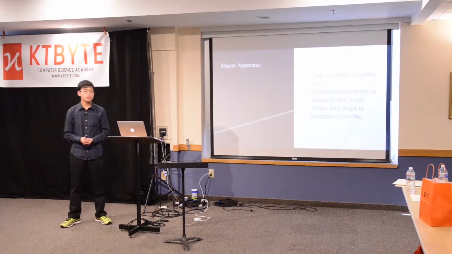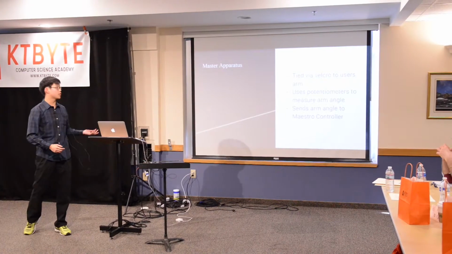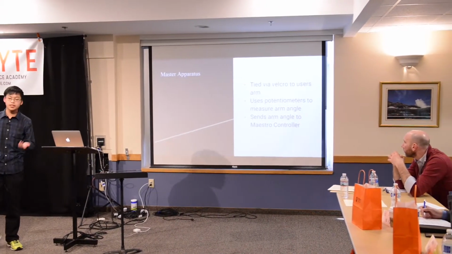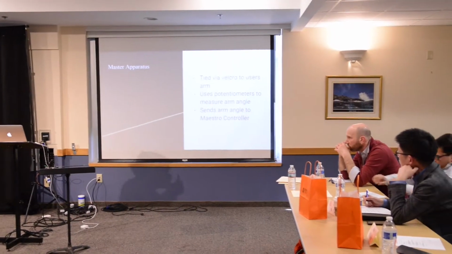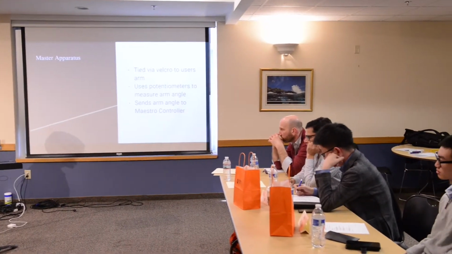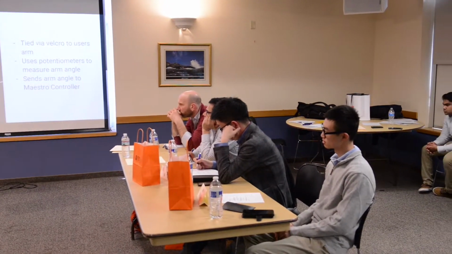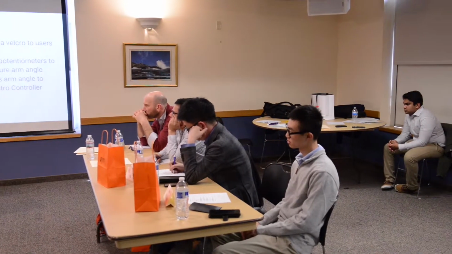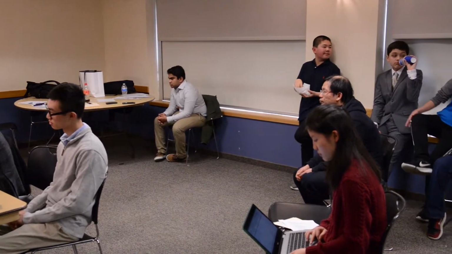All right, so next, the controller of the arm, the master apparatus. What I intend to do with this is it's going to be strap-on Velcro, and I'm going to use potentiometers. Each potentiometer is going to measure the angle of the movement of my arm, translate that into an angle and send it over to our servos. And our servos are going to try to match that.